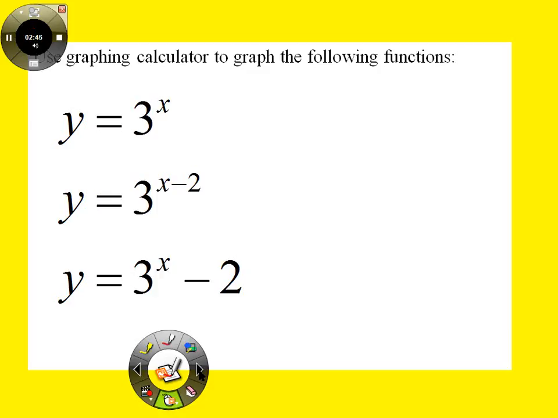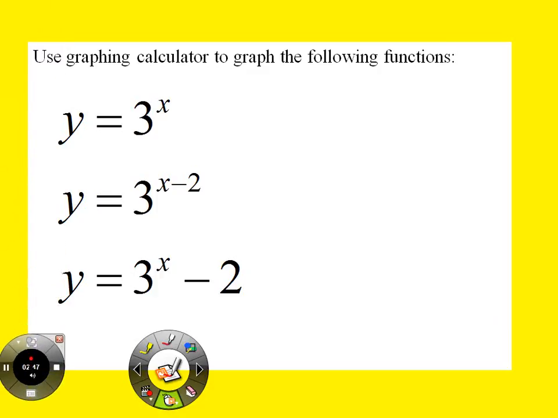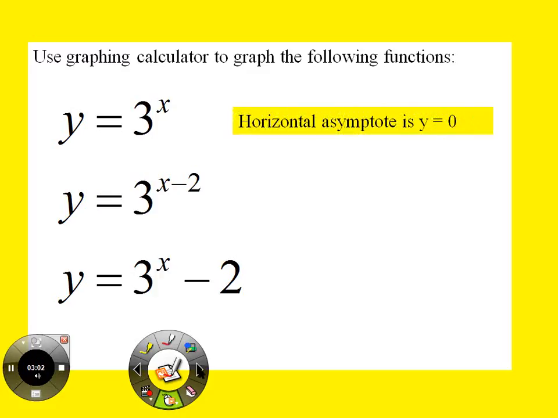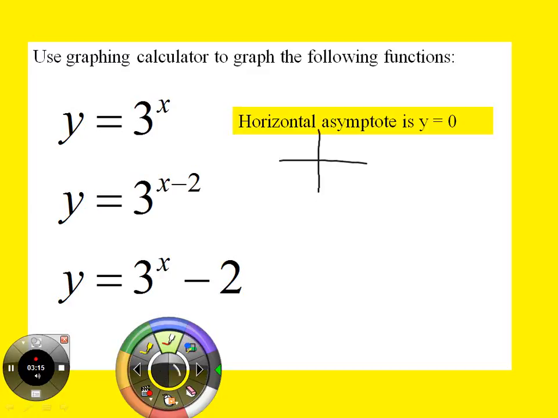I'm not going to do it right now, but you could use a graphing calculator to graph the following functions. We could do y equals 3 to the x and see what we get. You'd find that the horizontal asymptote is equal to 0. I'll just do a rough sketch of what this would look like. It would, of course, go through (0, 1), and it would be roughly like this.